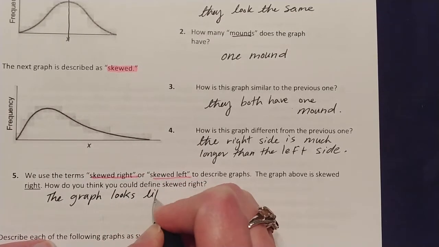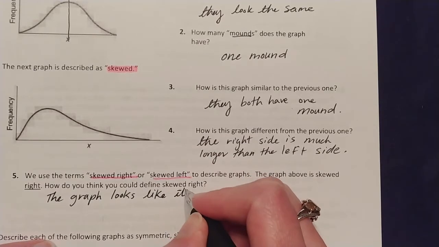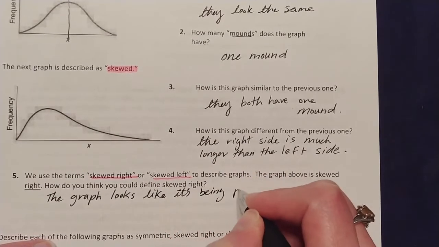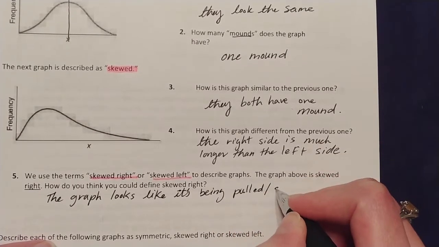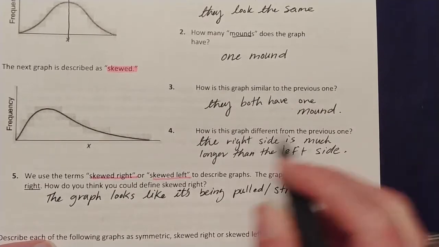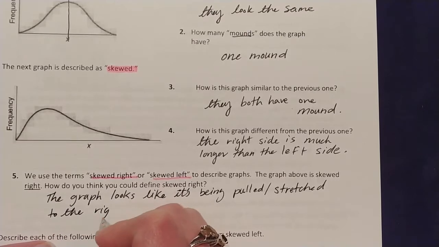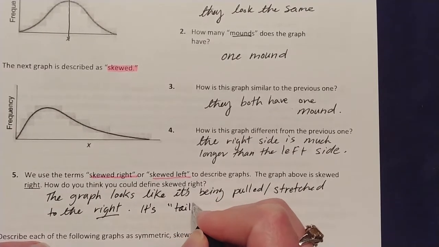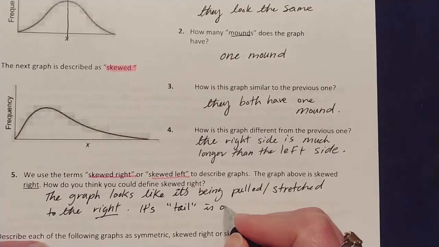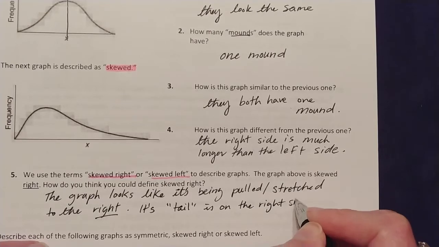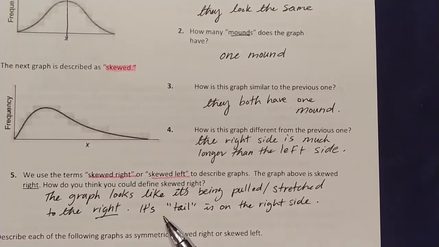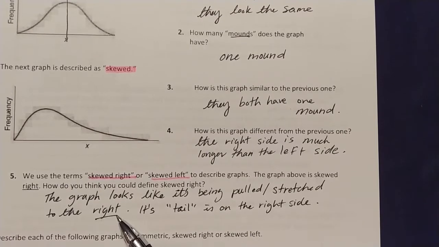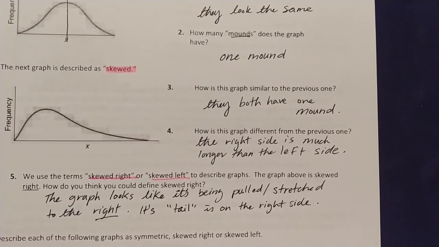So we could summarize it something like, the graph looks like it's being pulled or stretched to the right. And then we use the word tail to describe the ending is on the right side. Right, so this is a definition of what skewed right would be in simple terms. And so skewed left would be pretty much the same thing, except you would just change these to left. So it would be the graph looks like it's being pulled or stretched to the left side, and the tail, or that skinny part, would be on the left side.